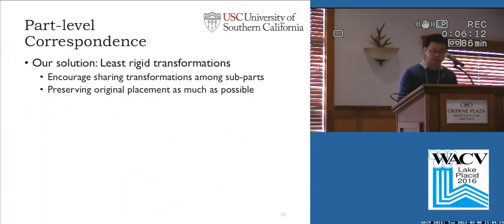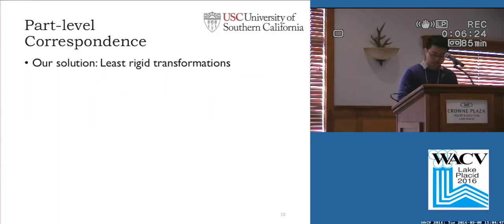Our solution is to add another criterion, which is least rigid transformations. This means we encourage the subparts to be transformed together and to preserve the original placements as much as possible. And here is an example.